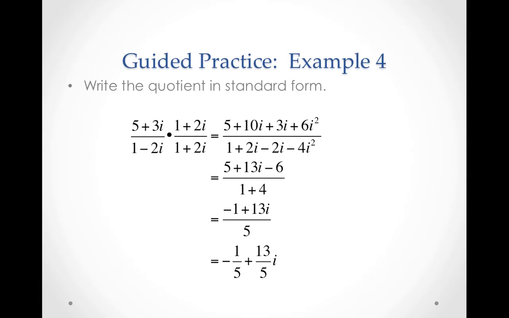All right, so our complex conjugate of the denominator in this case is 1 plus 2i, so that's what we multiply on both the top and the bottom. We FOIL, we simplify, and we end up with negative 1 plus 13i over 5. Now negative 1 and 13 cannot be divided evenly by 5, but we still want to split up our a and our bi. So we would set up the fractions of negative 1/5 plus 13/5 i.